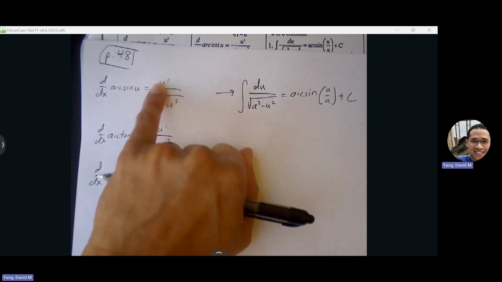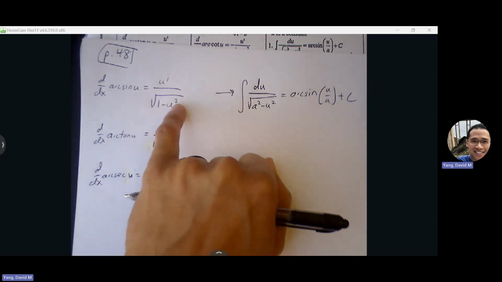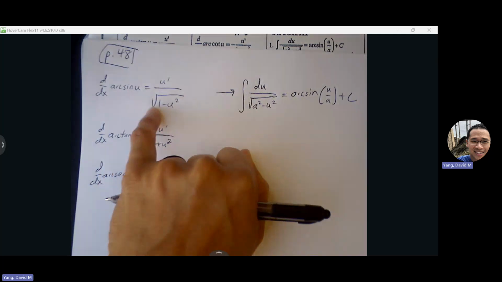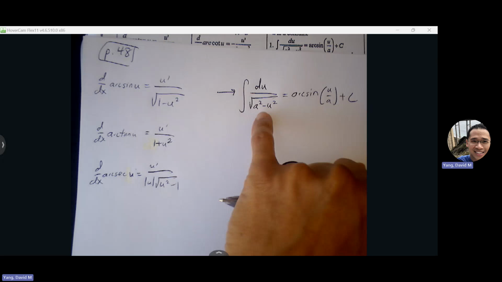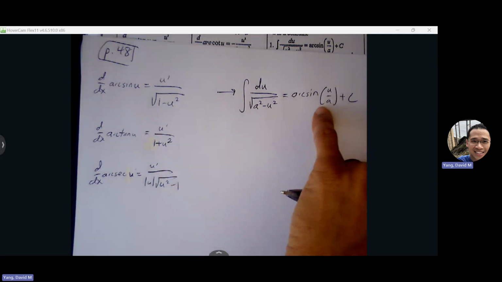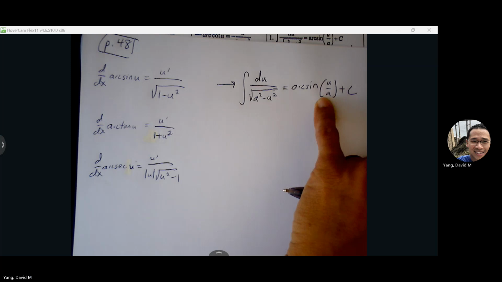Derivative of arcsine gives us u prime over square root of 1 minus u squared. If I take the antiderivative of this, we're essentially making our way back to arcsine. But if that a constant is not a 1, we have to make sure that it shows up in the denominator in some form.